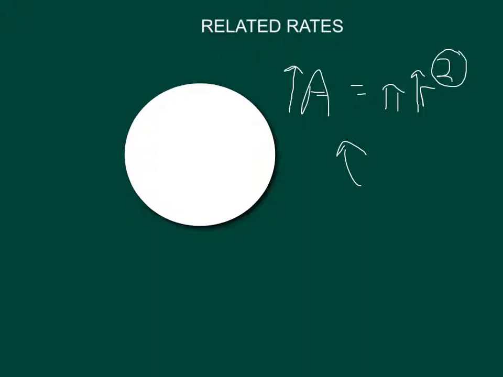The second part of related rates will be the rate. When some quantity is changed with respect to time, we call it a rate of change.